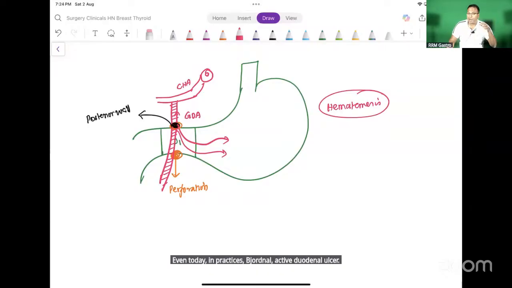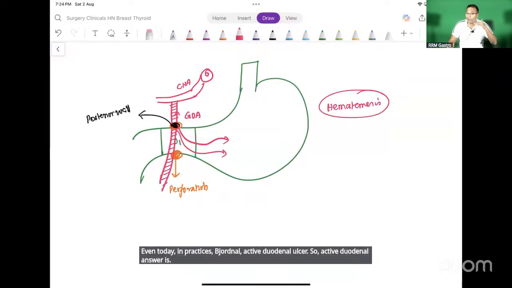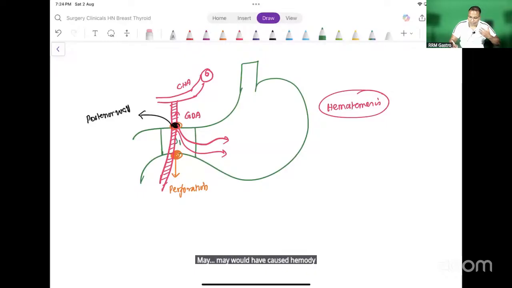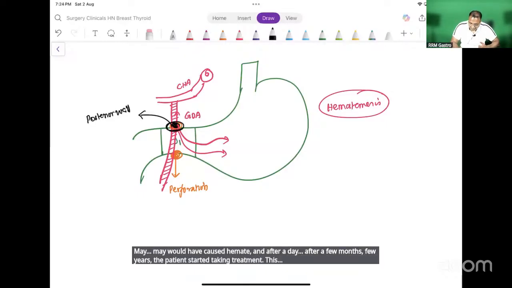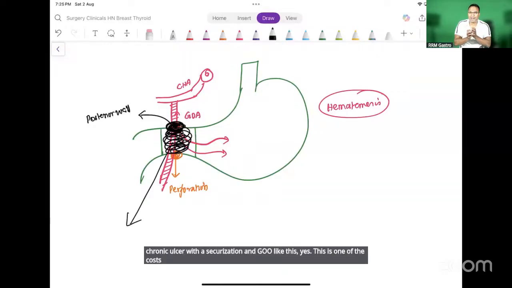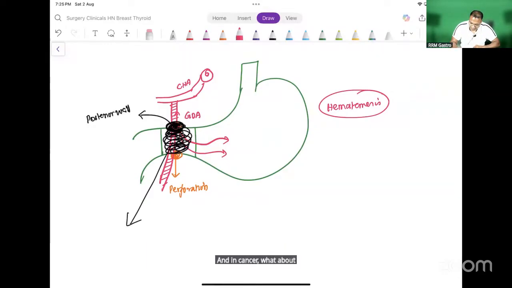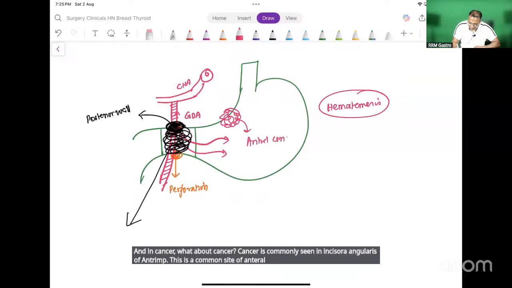An active duodenal ulcer may have caused hematemesis, and after a few months or years the patient started taking treatment. It becomes a chronic ulcer with cicatrization and gastric outlet obstruction like this. It will slowly become cicatrized and cause GOO. And what about cancer? Cancer is commonly seen in the incisura angularis of the antrum. This is a common site of antral cancer. So what vessel is coming here like this?